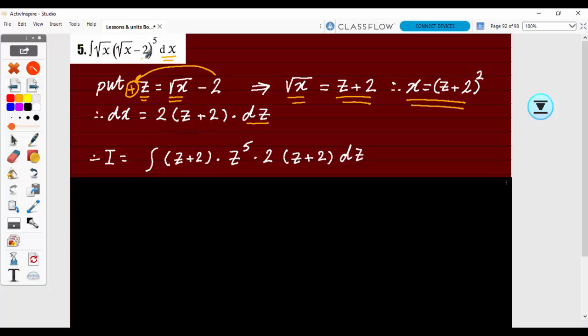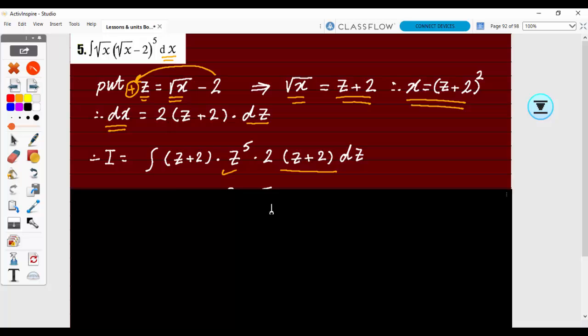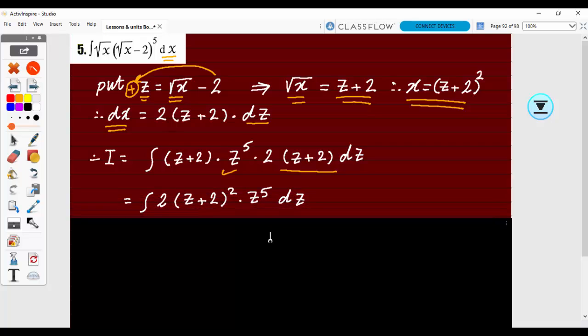Then z power 5, as root x minus 2 equals z. So (root x minus 2) all power 5 equals z power 5. Multiply dx, where dx equals 2 multiplied by (z plus 2) dz here. It is the same, and we complete by simplifying.